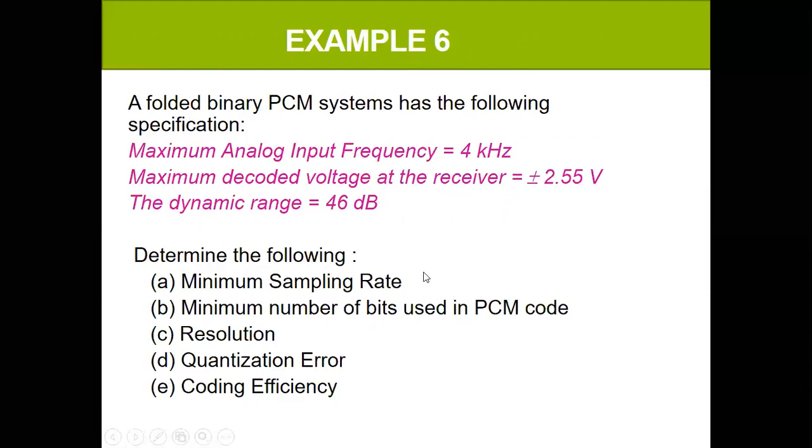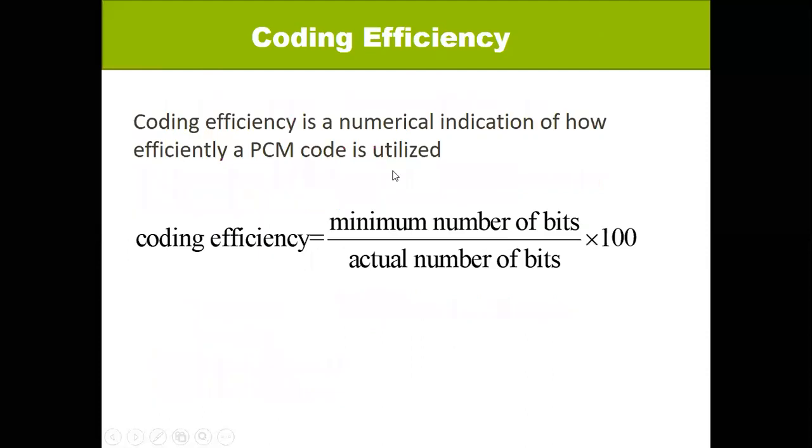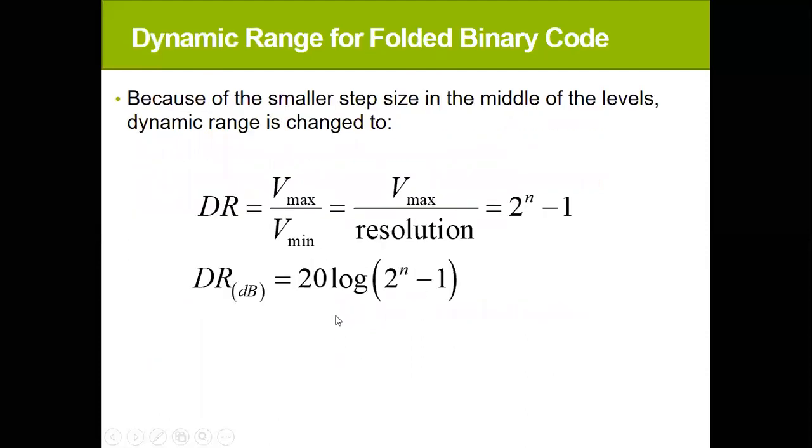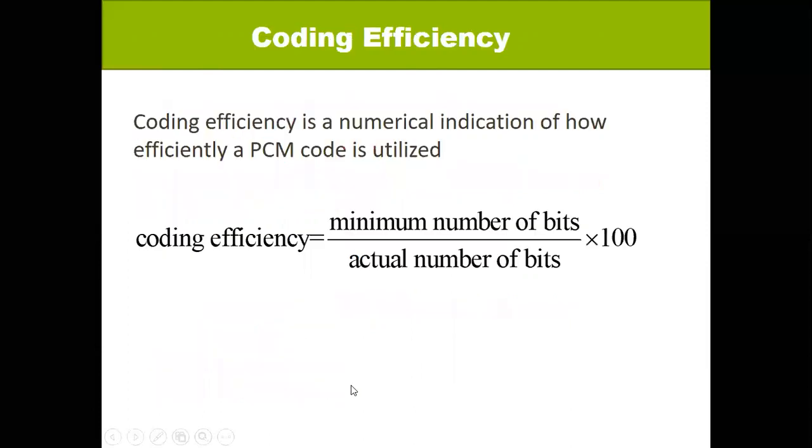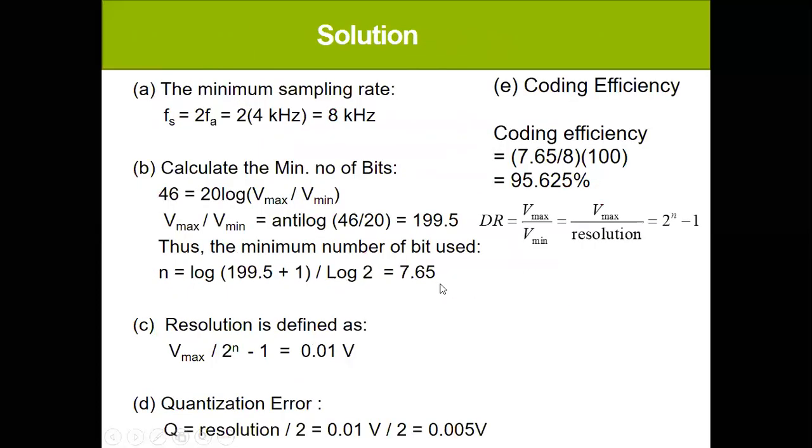What is the minimum? It is easy. Fs equals 2 FM. FM is 4, so 2 into 4 is 8 kilohertz. Minimum number of bits used in the PCM code we can find using this formula, because our dynamic range is given. Then resolution we can find out, quantization error we can find out, and coding efficiency also we can find out, as the minimum number of bits divided by the actual number of bits. Okay, so let us see first. What is the sampling rate? Fs equals 2 Fa. Fa is given as 4 kilohertz, so 8 kilohertz.